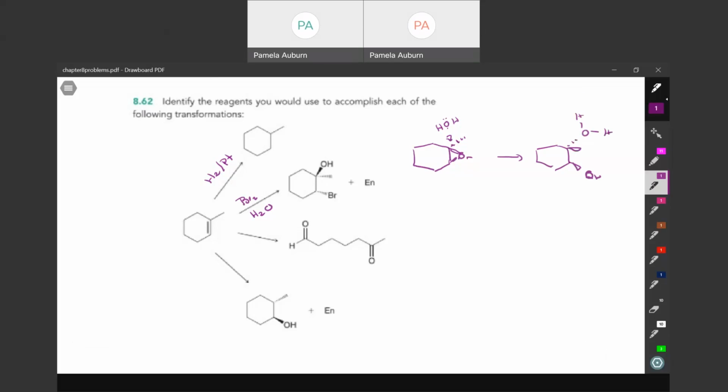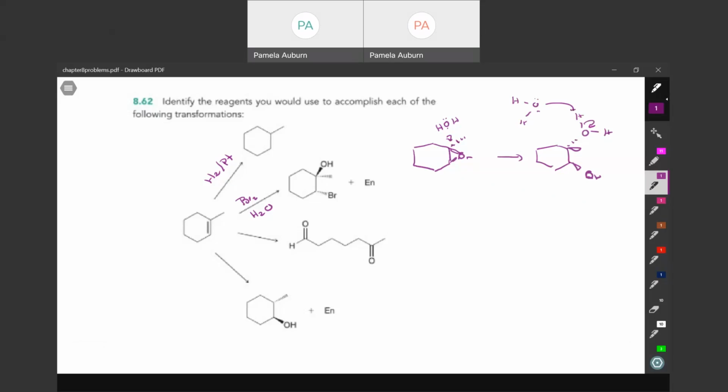And in the next step, since I only have water, that water is going to come in and act as a base and deprotonate this guy, so I get a little bit of acid at the end. And then I get the halohydrin.